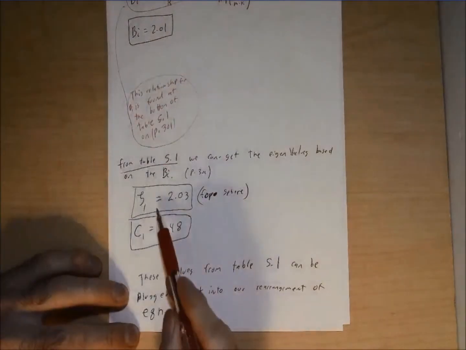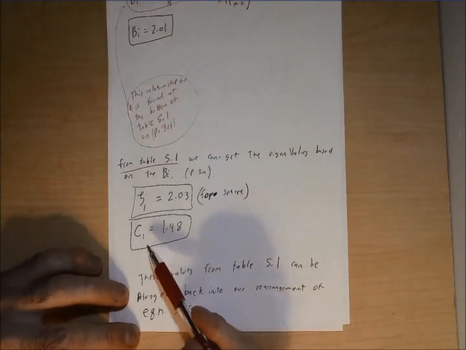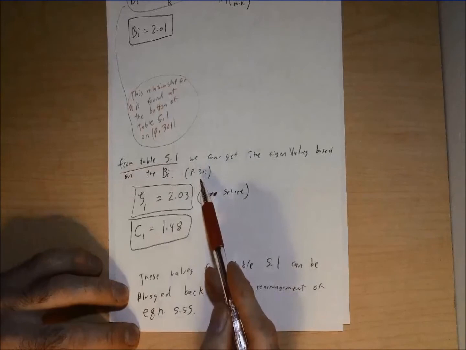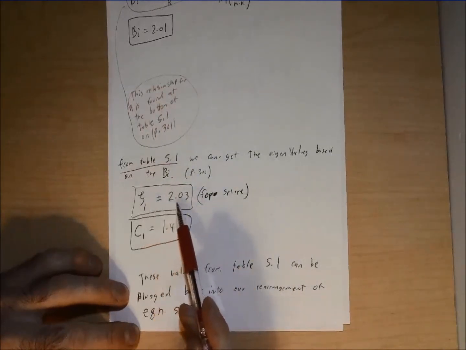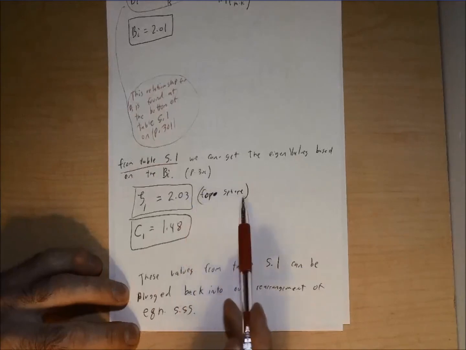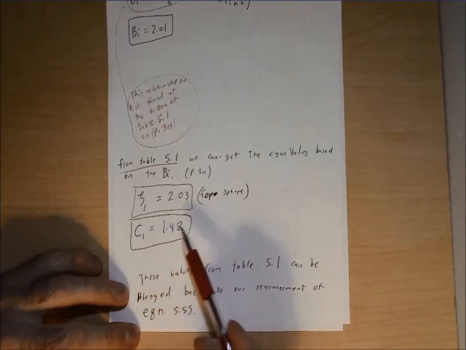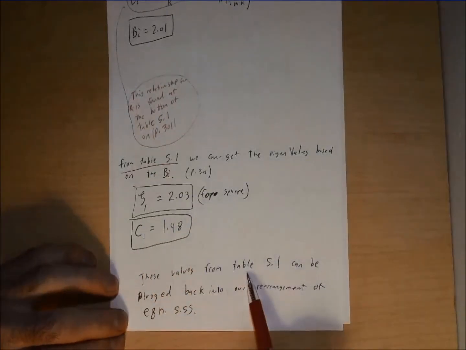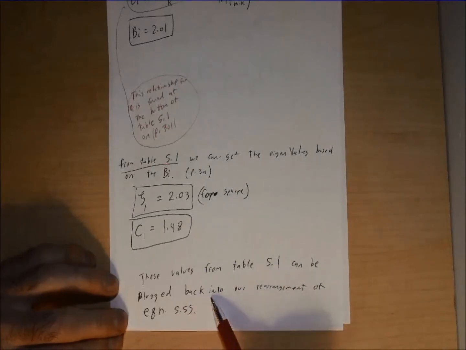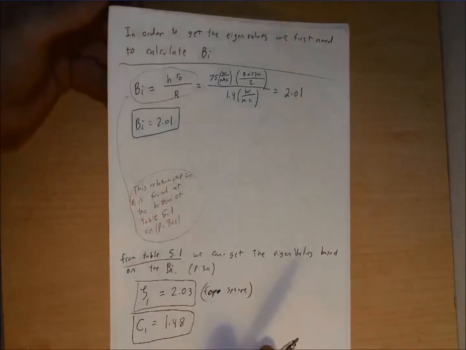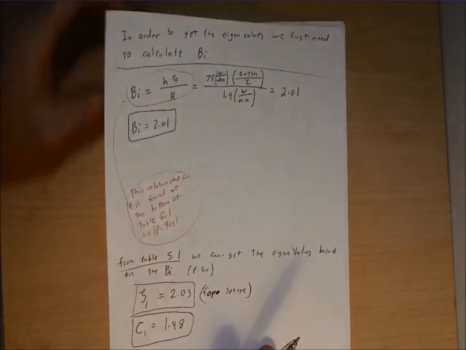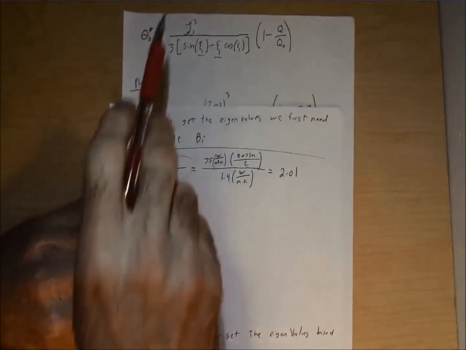Now that we have values for these from our lookup table on page 301 of our textbook, table 5.1, we know we have our eigenvalue of 2.03 for a sphere and our C value of 1.48. So these values from table 5.1 we plug back into our rearrangement that we just have on the top of this sheet here from equation 5.5. We can plug those values back into this equation there.